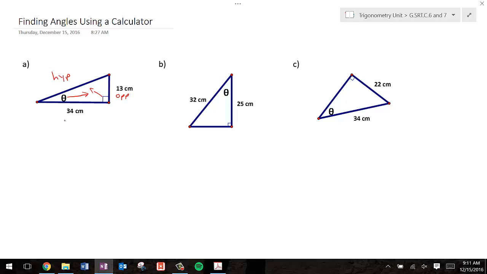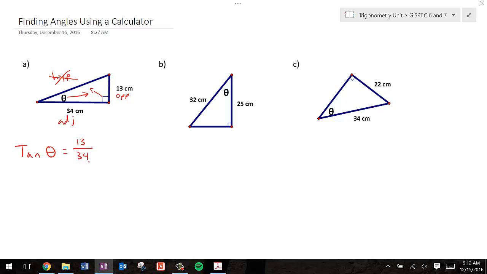I have my hypotenuse, and that's blank, so we're not going to use it since there's no information there. And I do have information at my adjacent side. Since I have opposite and adjacent, once again, we're going to use tangent. So it's going to be tangent of theta. We don't know what the angle is, but it's going to be equal to 13 over 34.